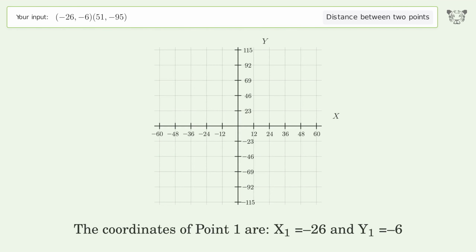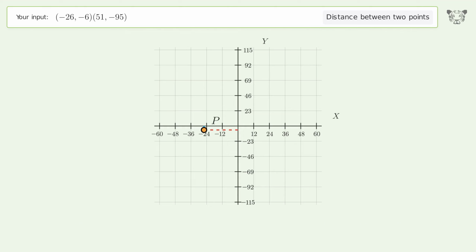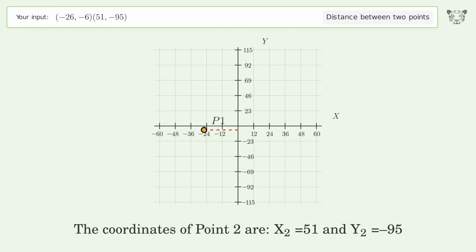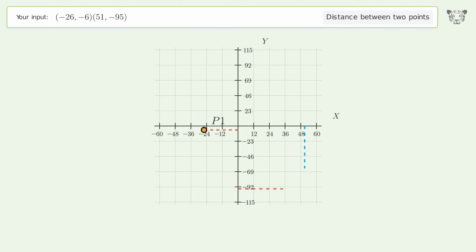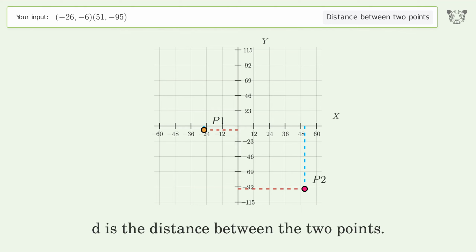The coordinates of point 1 are x1 equals -26 and y1 equals -6. The coordinates of point 2 are x2 equals 51 and y2 equals -95. D is the distance between the 2 points.